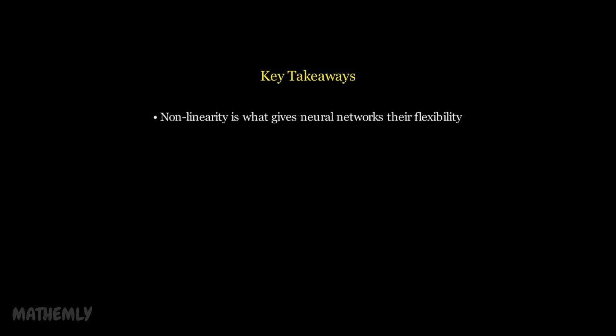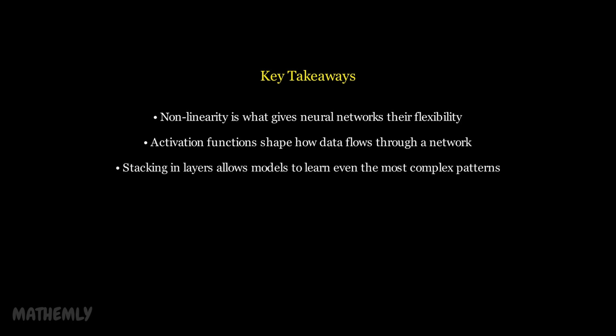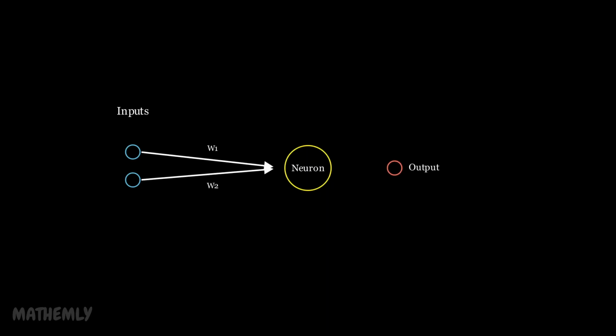To sum up, nonlinearity is what gives neural networks their flexibility. Activation functions like sigmoid, tanh, ReLU, and Gaussian each shape how data flows through a network, and stacking them in layers allows networks to model even the most complex patterns. In the next video, we will zoom in on the fundamental building blocks of every neural network, the neuron itself. We will explore how inputs, weights, and biases come together to form a neuron's decision, and how that simple process becomes the foundation of powerful learning systems.